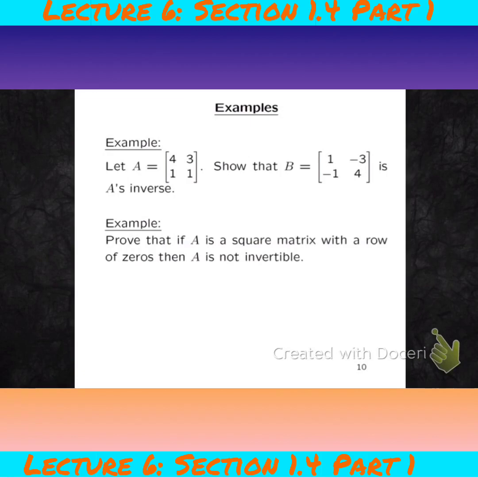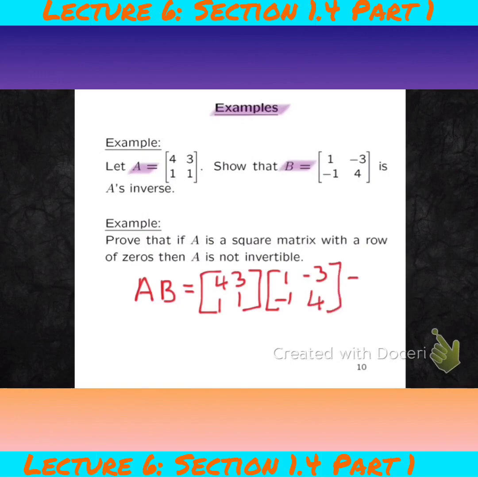Okay, looking at the examples here. Here we're given a matrix A and a matrix B, and we're asked to show that B is A's inverse. So we need to look at the matrix A times B, which in this case is 4, 3, 1, 1, and we need to multiply that with 1, minus 3, minus 1, 4. Again, we know how to do multiplication.